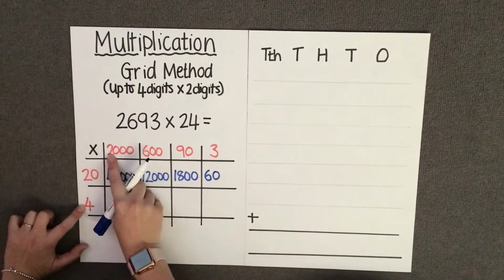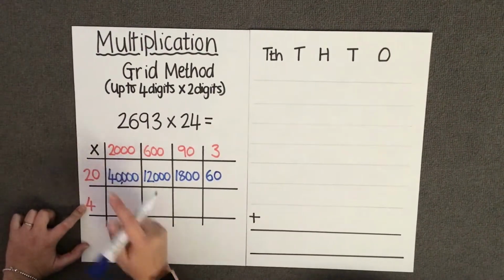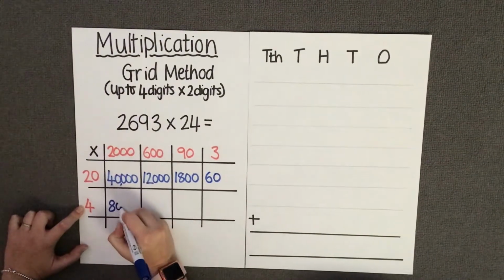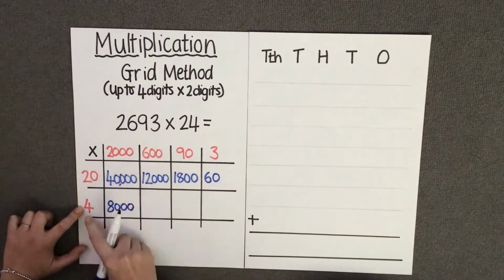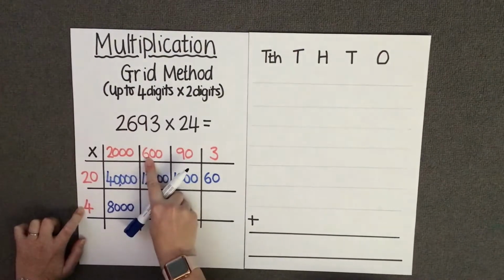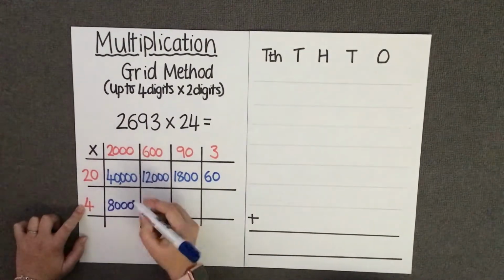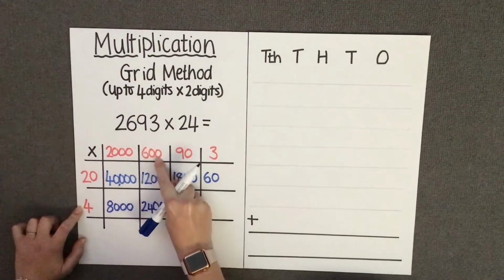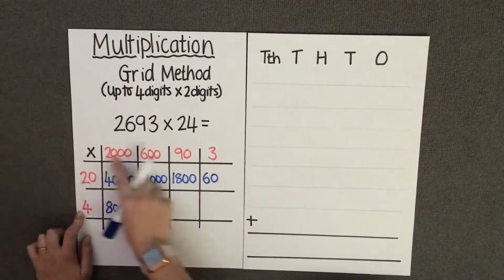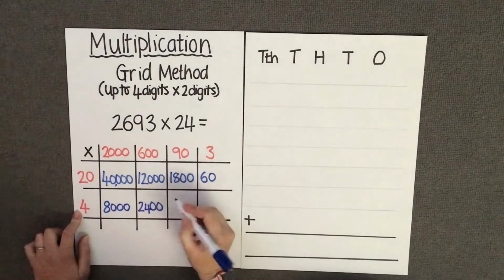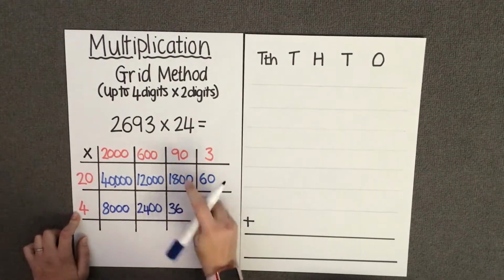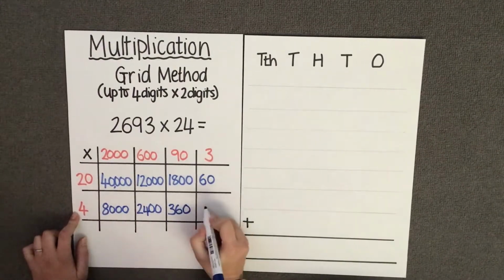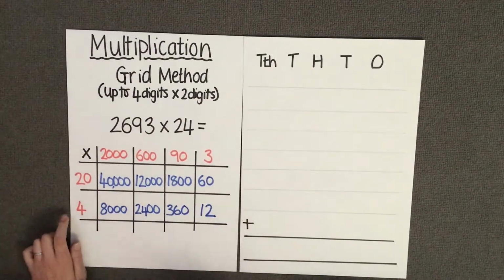We now move down to our column underneath and we complete the same. So 4 times by 2,000 is 4 times by 2, which is 8. 1, 2, 3 zeros. For 4 times by 600, we do 4 times by 6, which is 24, and add our 2 zeros. For 4 times by 90, we do 4 times by 9, which is 36. We have 1 zero. And for 4 times by 3, we have the answer, 12.